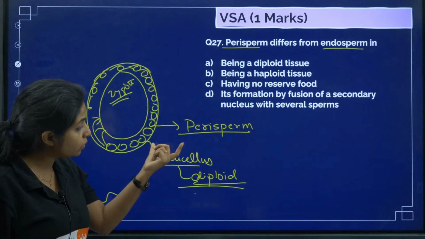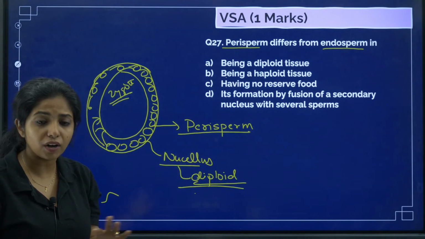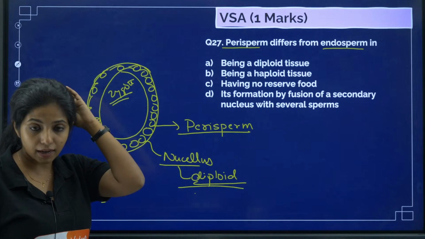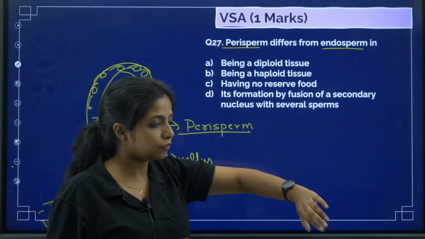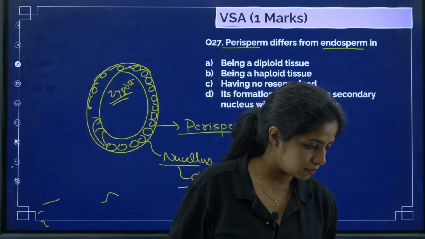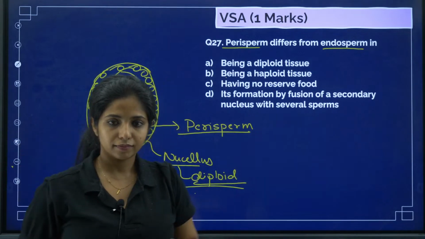Now, nucellus, my dear children, they are diploid. The cells of them are diploid. They are not undergoing halving of chromosomes or anything like that. But endosperm, it is triploid. Now, you are asked how perisperm is different from endosperm. How is perisperm different from endosperm?